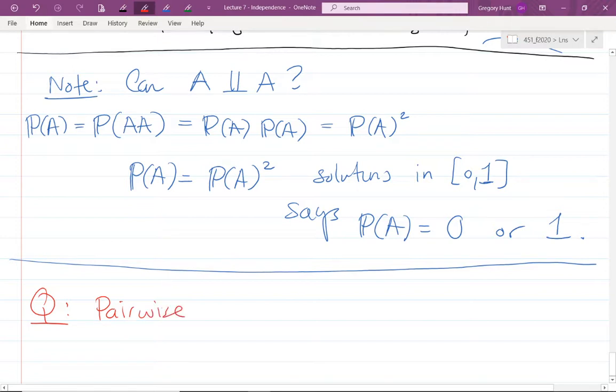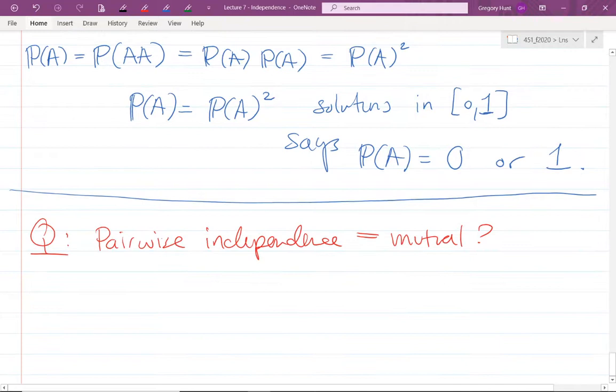pairwise independence. Is that equal to mutual? Maybe it's enough to check all pairs. And I think you can kind of reason there with some logic about why that might not be true, why just checking all pairs isn't going to ensure that any possible subset is going to be independent. But it's not super, super trivial. So, I mean, the answer is no.